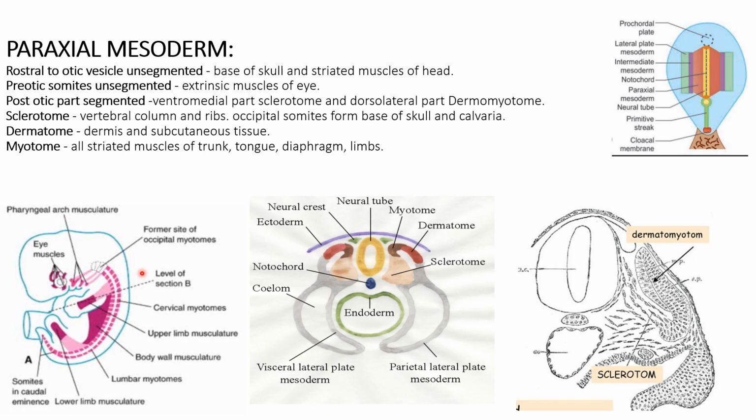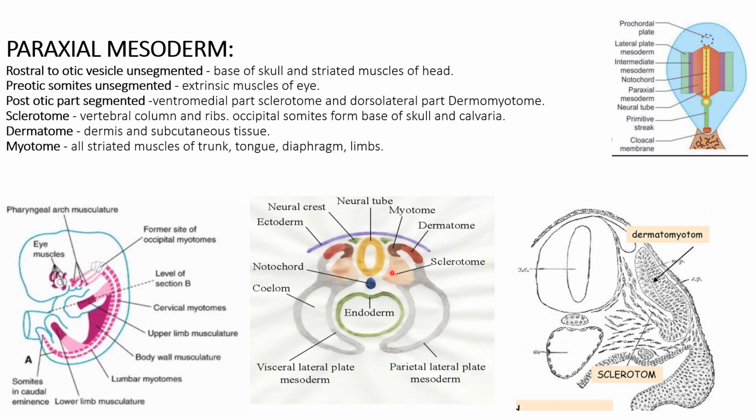If we see each somite here, this is the notochord, this is the neural tube, and this is the paraxial mesoderm which has given rise to the somite. Initially we have a cavity in the block, and this cavity is known as the myocele. Later on this cavity will obliterate by proliferation of cells from the adjacent walls. Now the somite is divided into two parts, the ventromedial part and the dorsolateral part.